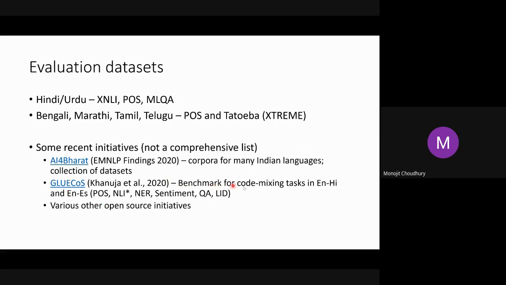GLUECoS is another initiative from our lab. GLUECoS stands for GLUE for code switching. Code switching and code mixing are more or less the same thing. GLUE, remember, is the General Language Understanding Evaluation. So this is an evaluation for code switching tasks. We have one English Indian language pair, which is English-Hindi. A bunch of data sets like part of speech tagging, natural language inferencing, and so on are included. Most of these data sets are collected from other sources and we have put them together as a benchmark. The natural language inferencing data set for English-Hindi code switched text was created in-house.